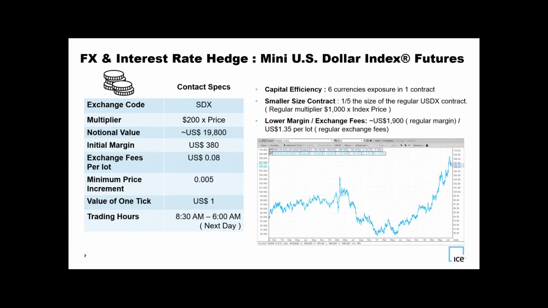The notional value is about 19,000 US dollars, and you only need to put up about $300 in initial margin. Exchange fees are really low, only 8 cents US per lot. We focus on the Asian trading hours, so you can get pricing and liquidity during those hours. The benefits are lower margins: you need to put up 300 plus rather than over 1,000 for the regular one, and the exchange fees are lower compared to the ones in the US.